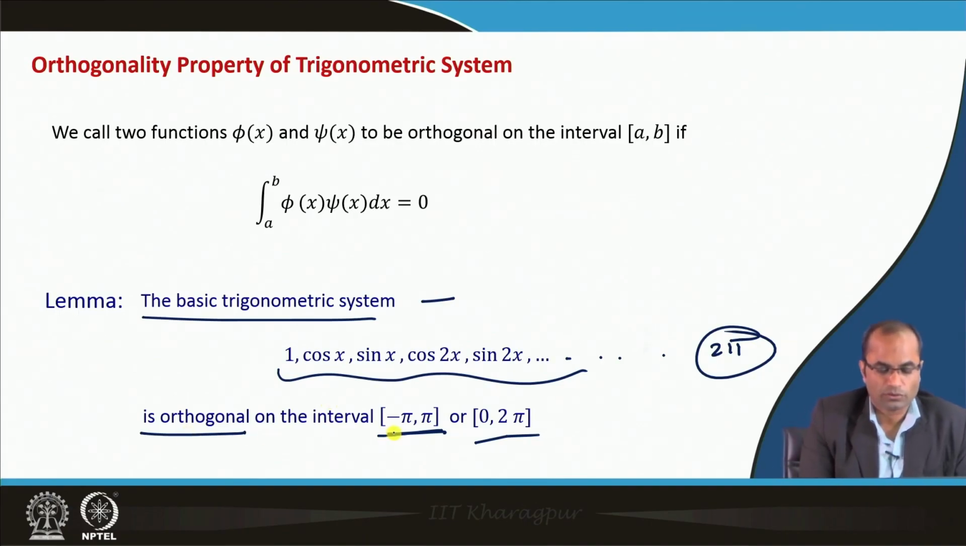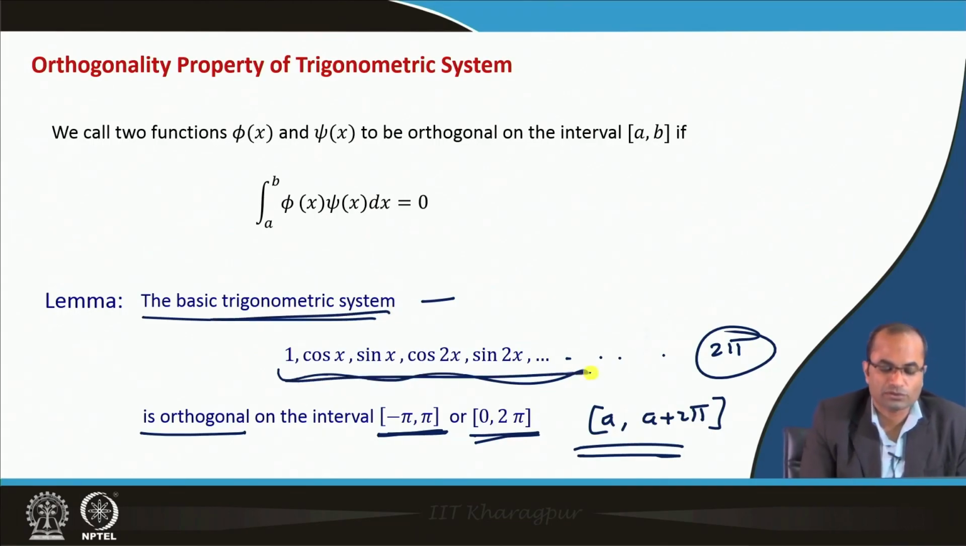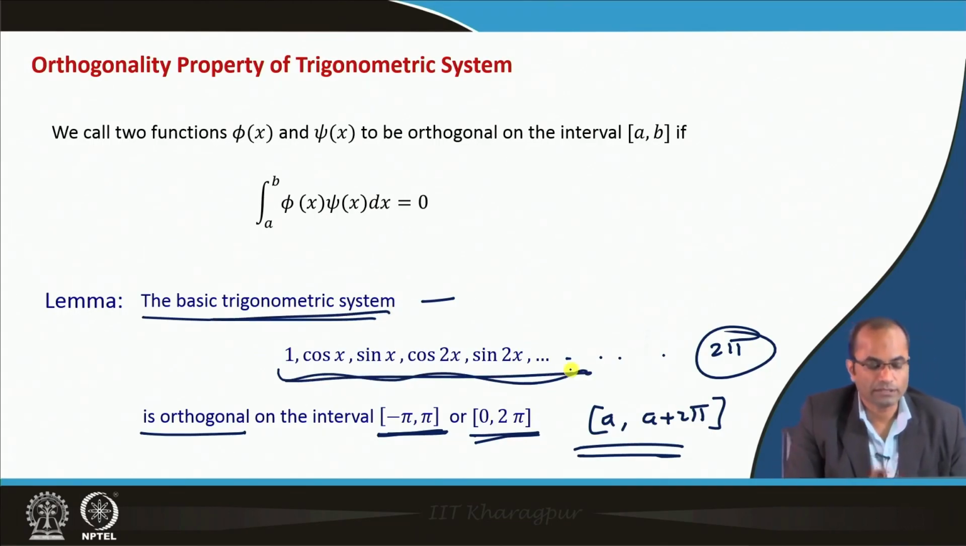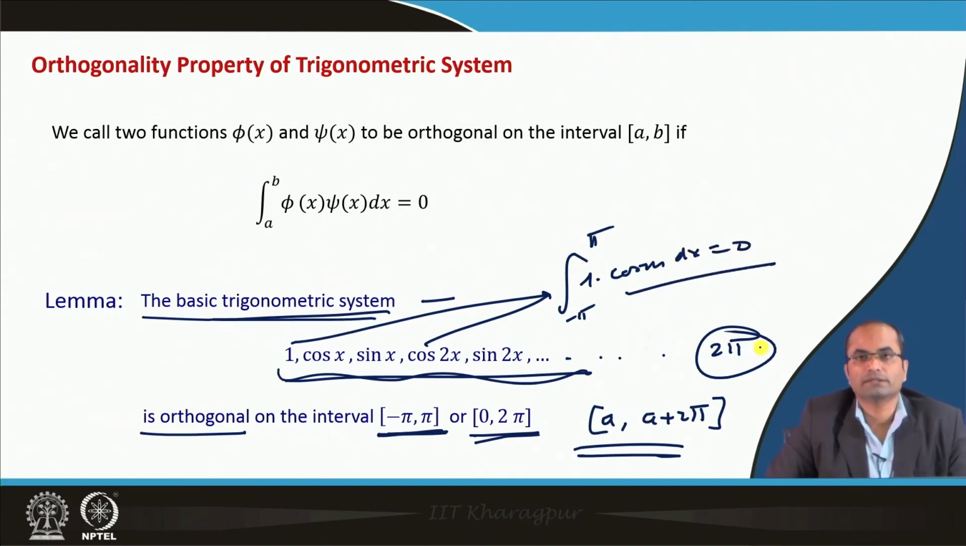So, this is orthogonal on the interval minus pi to pi or 0 to 2 pi or any number a we can take, and a plus 2 pi, this is also fine. We will observe that this basic trigonometric system is orthogonal. What do we mean? If we take any two functions from this system, for instance we take 1 and cos 2x and integrate from minus pi to pi dx, this must be 0. This is clearly visible here too, but we will formally prove it in the next slide.